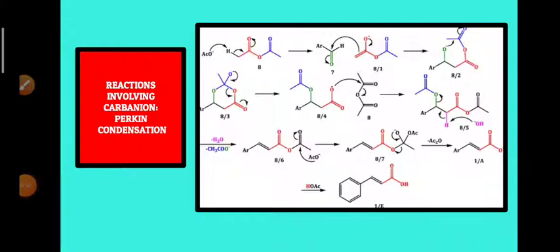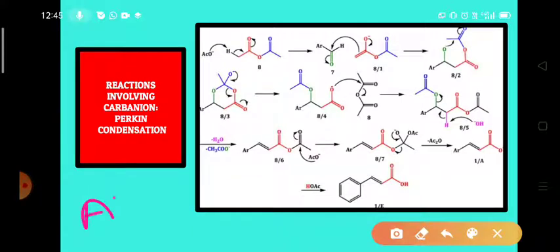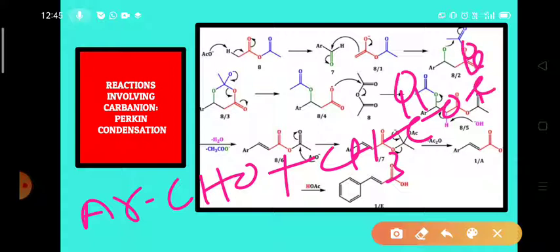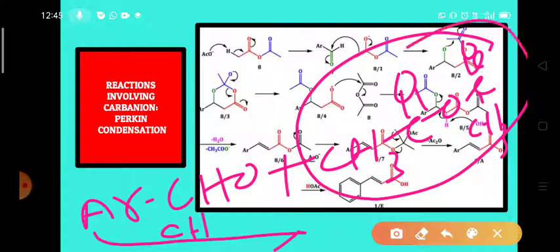In Perkin reaction, what happens? Benzaldehyde or aromatic aldehydes are treated with the acidic anhydrides in the presence of the salts. For example, here we take the acetic acid anhydride, so we take the corresponding salt only. That means here we take the sodium acetate.